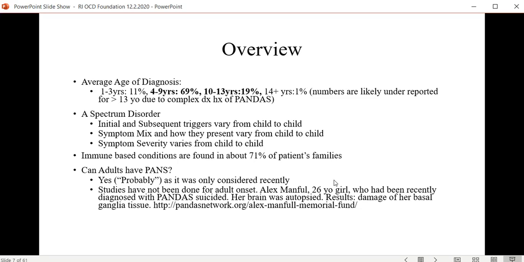Now, suicide is not common in this group, but they certainly talk and think about it, but actually doing it is not common. And when they actually took her brain to NIH, they autopsied it, and they found damage to the basal ganglia tissue that should not have been there.